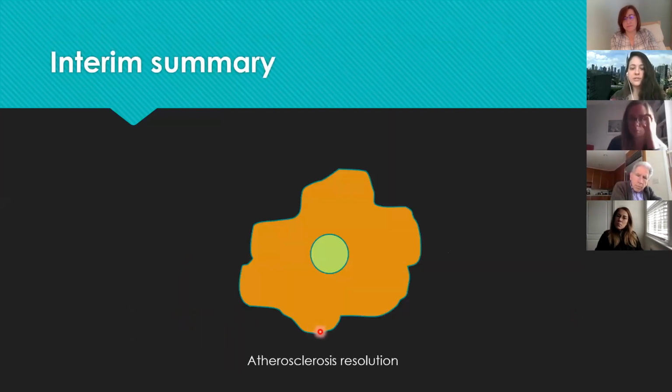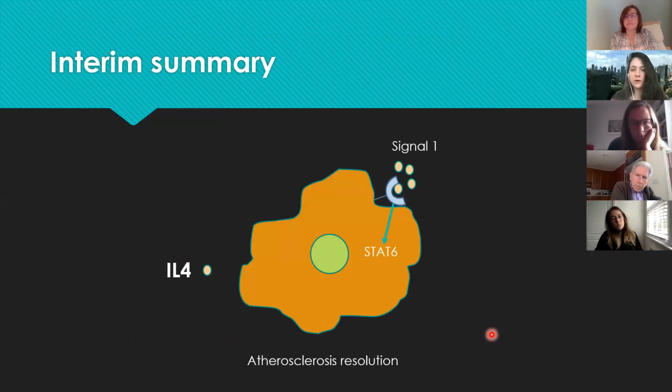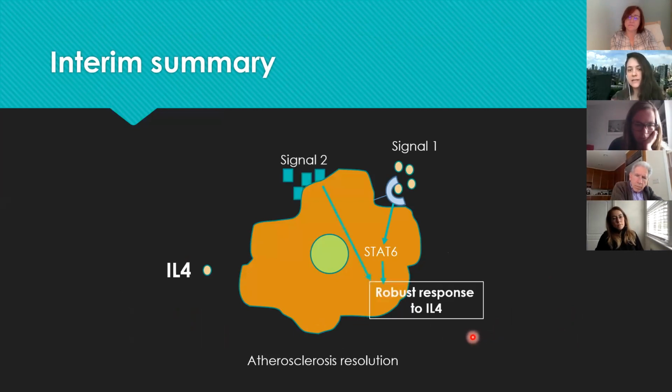So to summarize what I showed you so far, in atherosclerosis resolution, there's a need for IL-4 and STAT6 signaling, but this is not sufficient. So it's required, but not sufficient. And there's a need for a second signal. And we think that this second signal is through Wnt. Our next question was, how does Wnt enhance IL-4 responses?